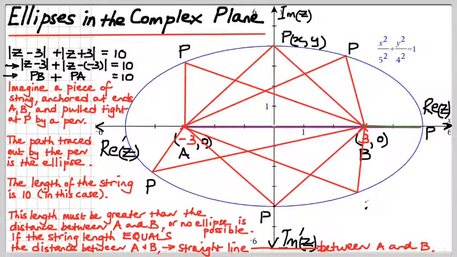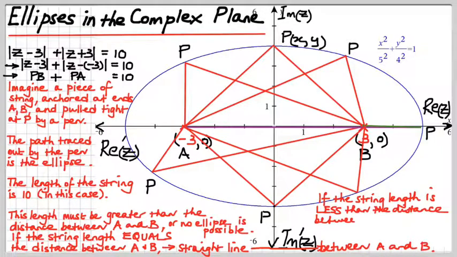And then the last but not least case here is if the string length is actually less than the distance between A and B, then you've got no solution whatsoever. No solution is possible, okay? That's the thing to watch.